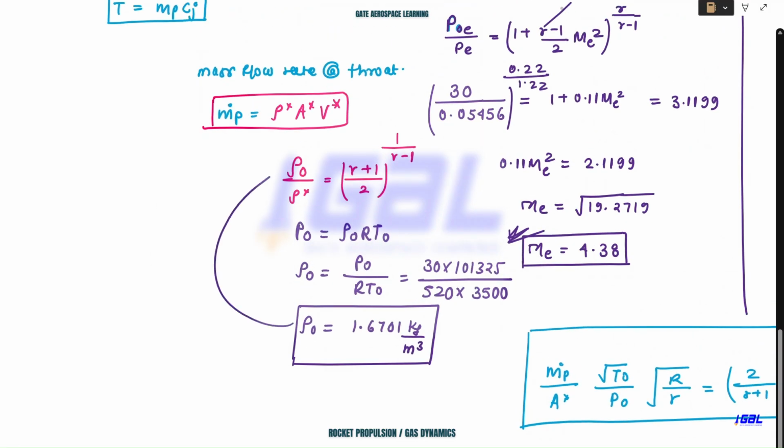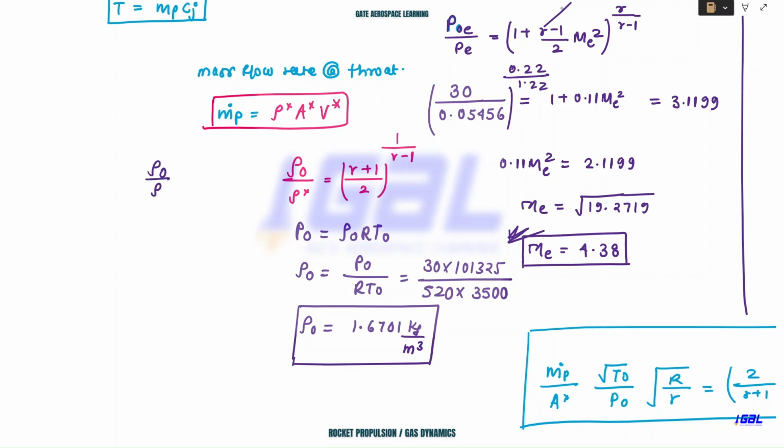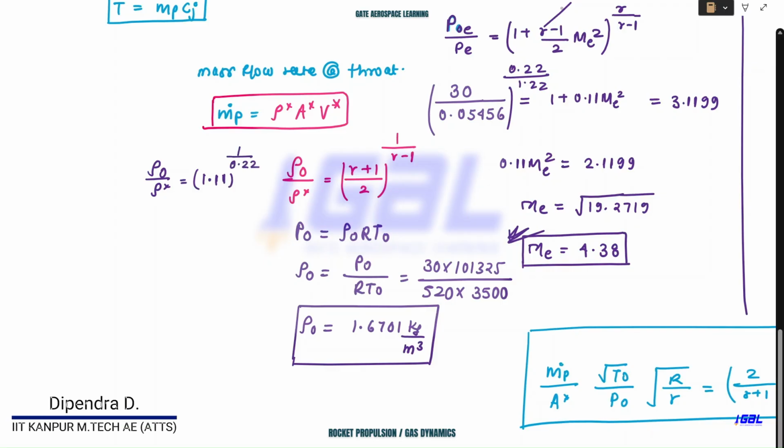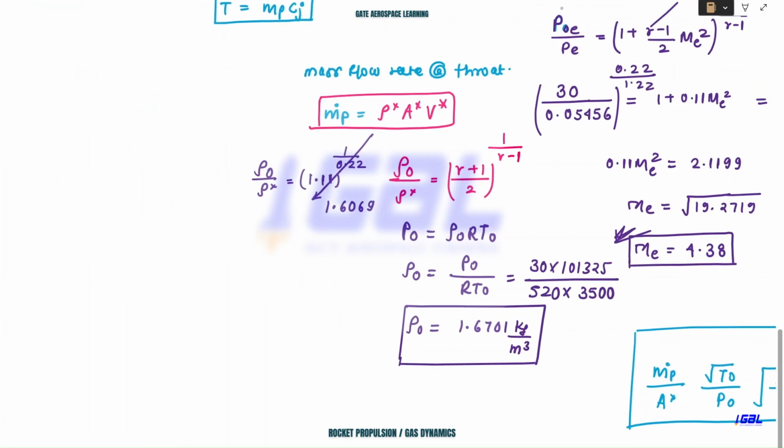Now you substitute rho naught here, and gamma you already know, this is a constant value. You solve this, and okay, let me do this. Rho naught by rho star, you will get this as 1.11 raised to the power 1 divided by 0.22. Okay, and solve this, this value I got as 1.6069. Pardon me if I'm making some calculation mistake.